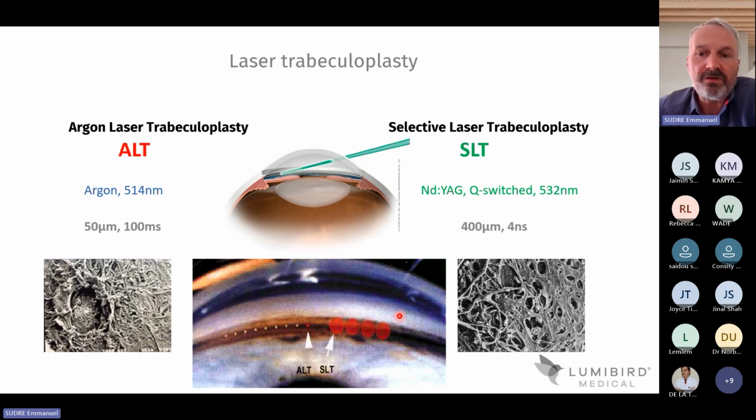This is a use of a larger spot, 400 microns, that does not create any damage to the trabecular meshwork. You can notice on this picture that there is no visible damage. So it is a really short pulse that is delivered to the trabecular meshwork without any scar and damage to the tissue.